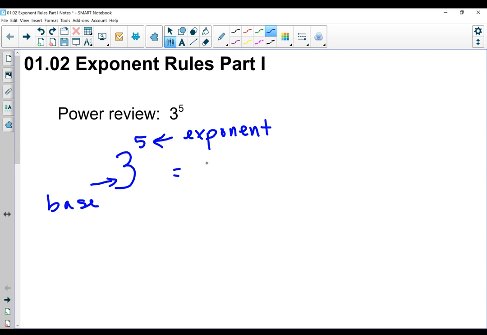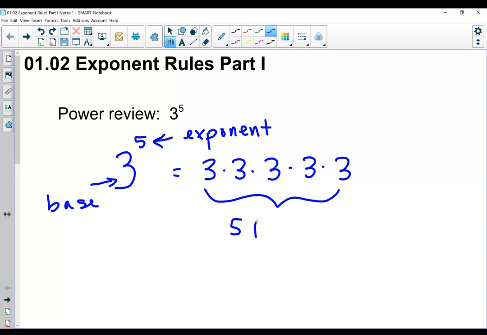3 to the 5th power means 3 times 3 times 3 times 3 times 3. So notice that I have 5 factors of 3. One of the most common things that trips students up is that they think 5th power means there must be 5 multiplication signs, but really there's 5 factors of 3. So in fact, I have 1, 2, 3, I only have 4 multiplication symbols. So be really careful about that.